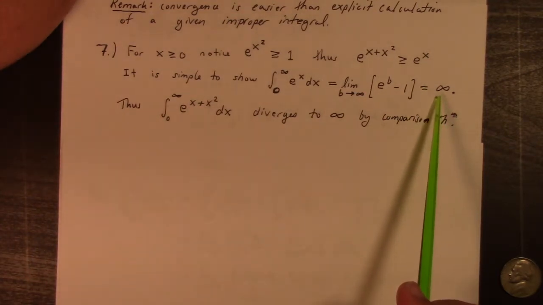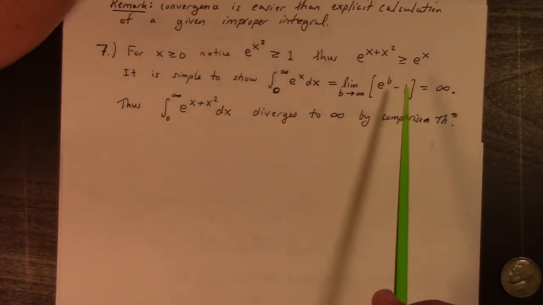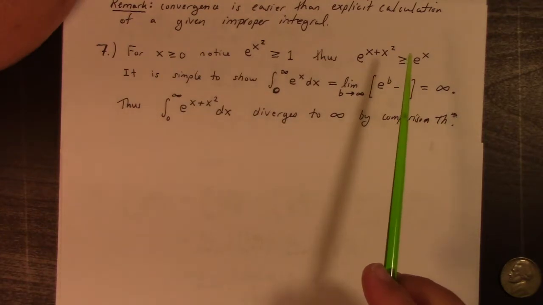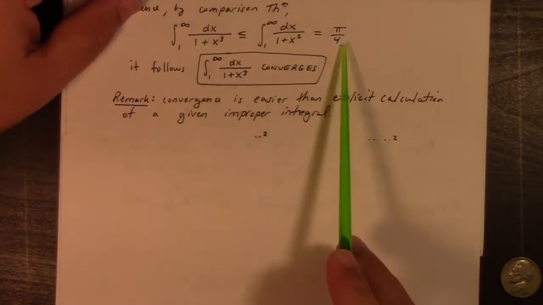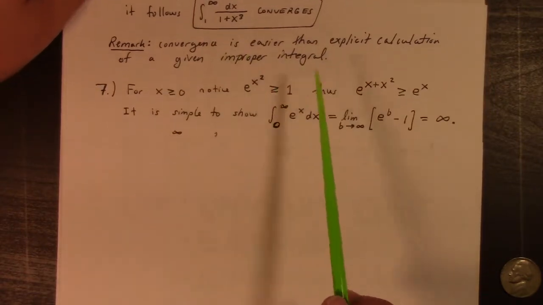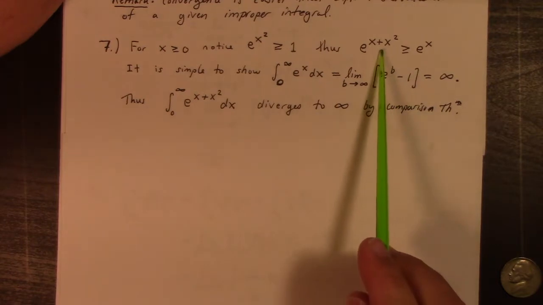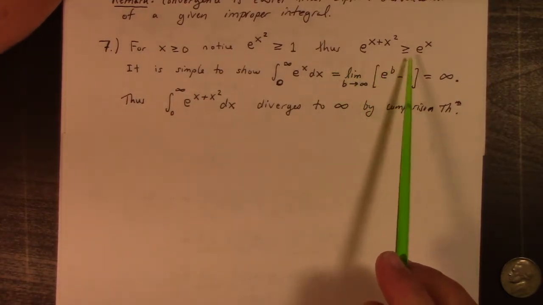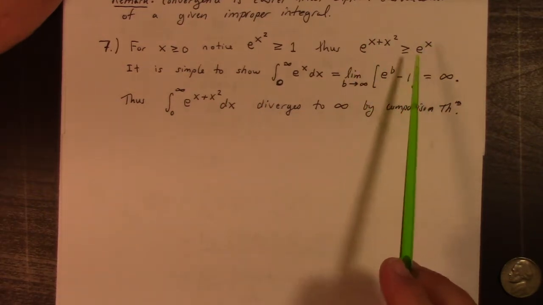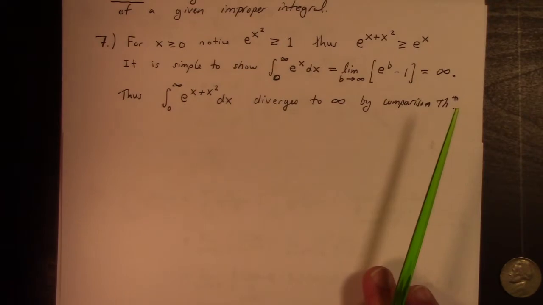So these are the two kinds of comparisons that we can do. We can either find a larger function which converges, like in this one, larger converges implies smaller converges, or we can find smaller diverges implies larger diverges. In both cases, we need an inequality linking the two functions in question, all right? And we need to be able to do the integral of the compared function.